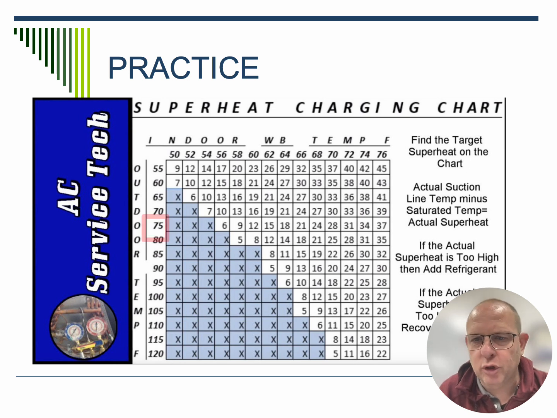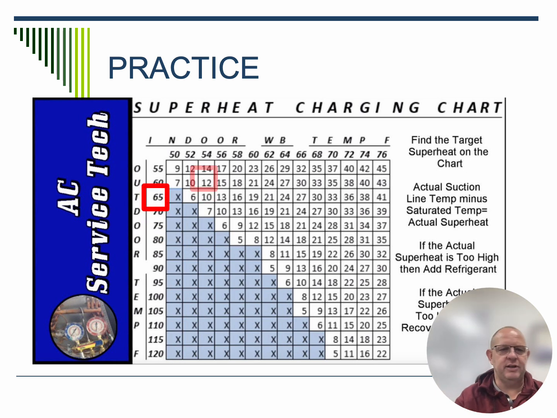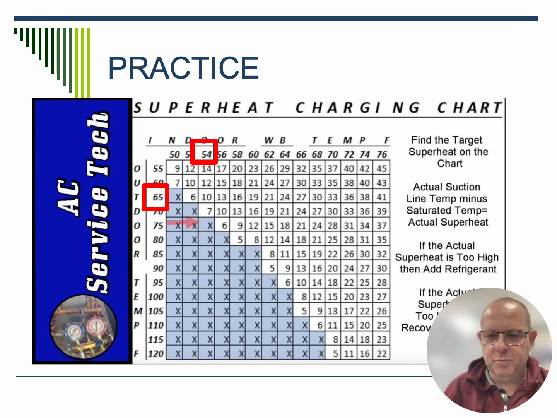So let's go a little bit cooler outside. We're dealing with a 65-degree temperature outside and a 54-degree wet bulb temperature inside. The superheat value that we're looking at on that particular unit is going to be 10 degrees. If it's below that number, take refrigerant out. If it's above that number, add refrigerant to drop that superheat value down. And that's the way that we're going to be using this chart.